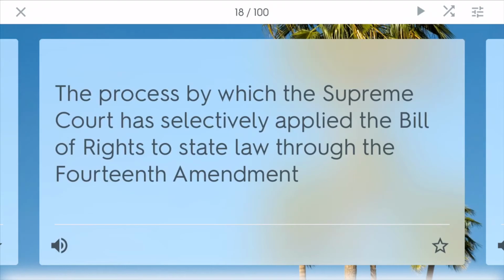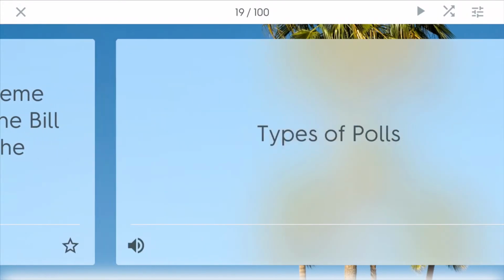Selective incorporation. This is the process by which the Supreme Court has selectively applied the Bill of Rights to state law through the 14th Amendment. So by using the 14th Amendment, it can force its way into state laws, even if state laws try to repeal this act or try to not make it enforceable. In this way, it really allows the federal government to step in and ensure all American citizens' rights, even when sometimes states don't want to enforce that themselves.